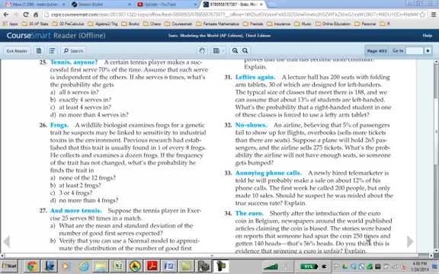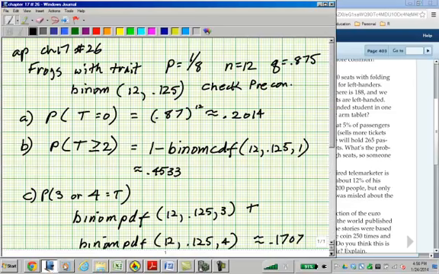So then they ask 4 questions. What's the probability he finds the trait in none of the frogs, at least 2, 3 or 4, or no more than 4? So let's look at the setup for this. P is 1/8 or 0.125, N is 12, Q is 0.875. And since we're talking about a set number of events and a set probability, and the various questions are about how many times the trait shows up, we're going to use the binomial probability.